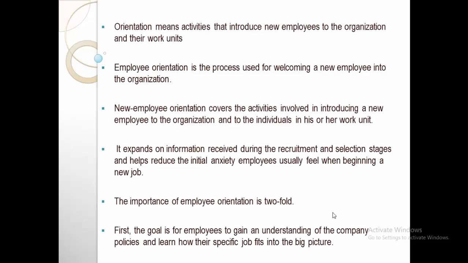Orientation means activities that introduce new employees to the organization and their work. Employee orientation is the process used for welcoming a new employee into the organization. The new employee orientation covers the activities involved in introducing a new employee to the organization and to the individuals in his or her own unit. When the employee joins, the orientation means to introduce that employee to the colleagues, to the rules, to the regulations of that particular organization. It expands on information received during recruitment and selection stages and helps to reduce the initial anxiety employees usually feel when beginning a new job.